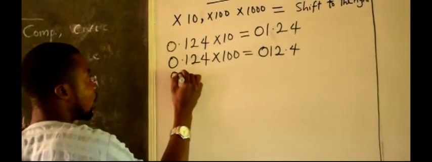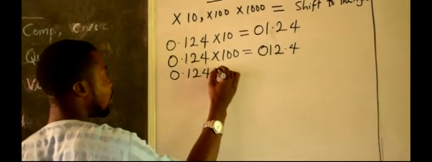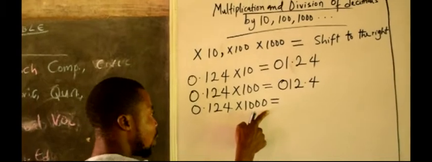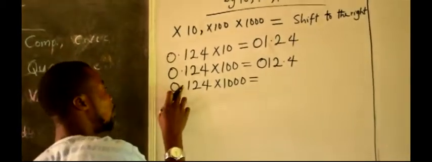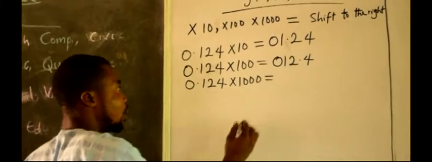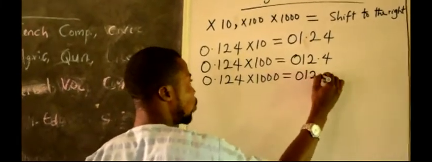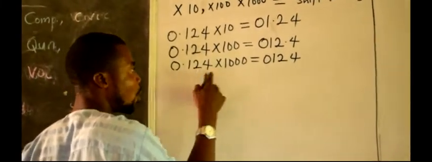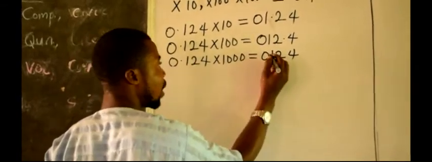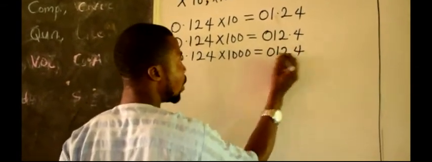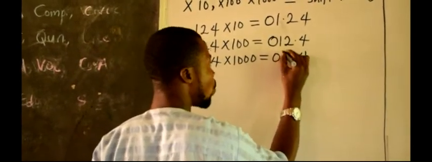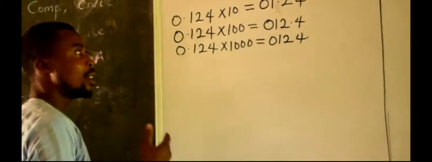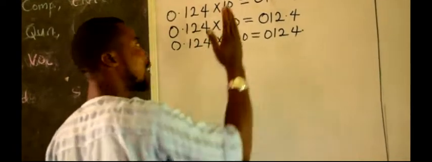If it is 0.124 times 1000, how many 0s has 1000? It is 3. That is, the point will jump 3 numbers. I'm writing 0124, and the point is here. It will jump 1, 2, 3. So far it is 3. That is where the point is. Because 0 at the beginning of a number does not mean anything, you can clean it up.